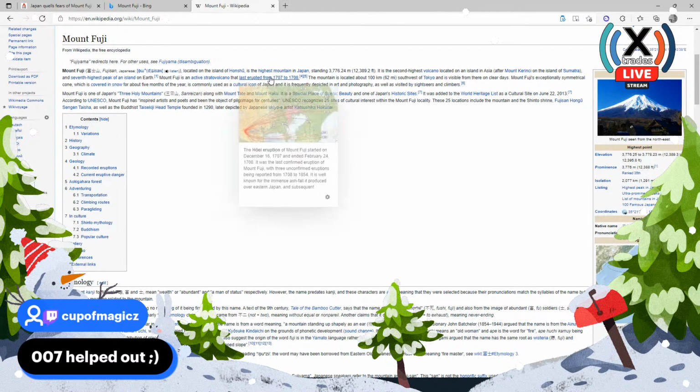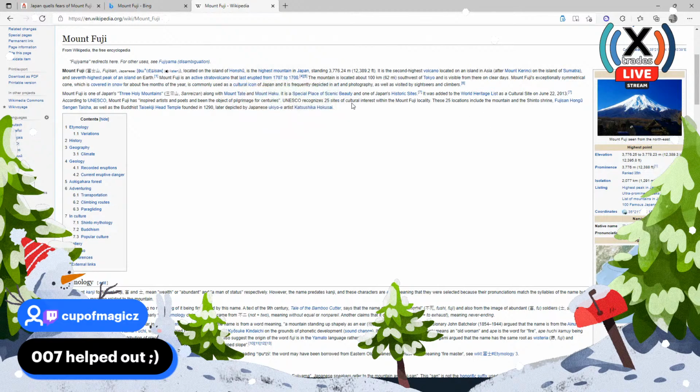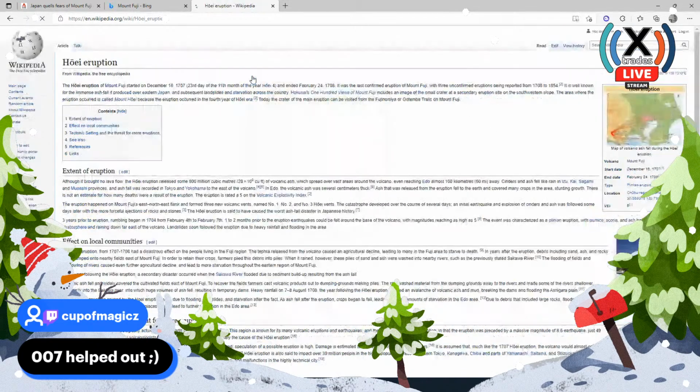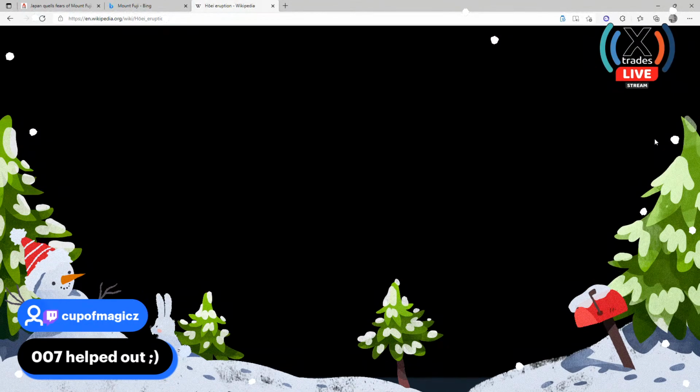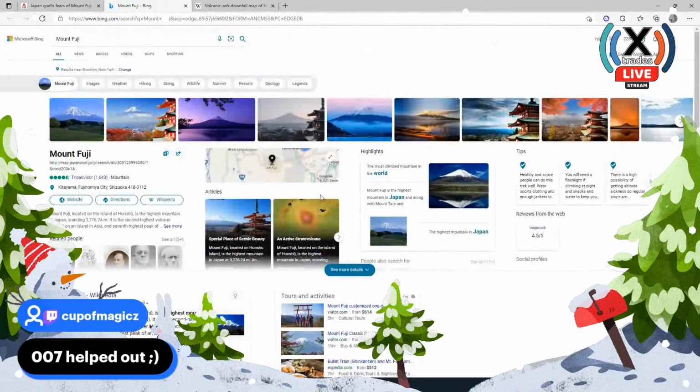Wow, it says the last time the volcano erupted was 1707 to 1708. Oh, how bad was it? Ooh, so it erupted and it just hit this whole area, I guess.